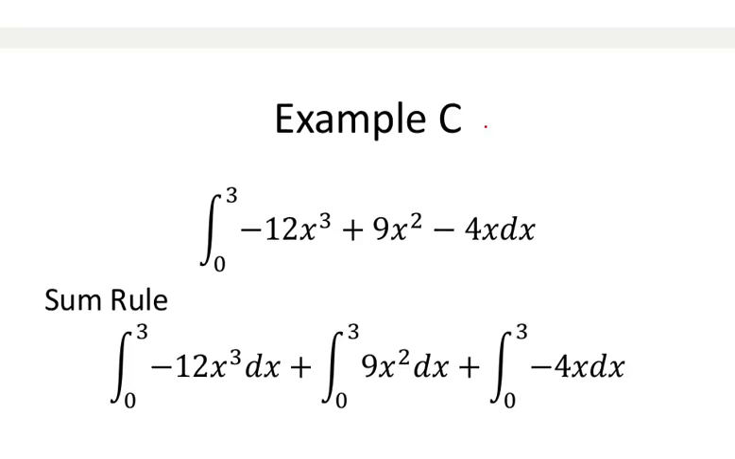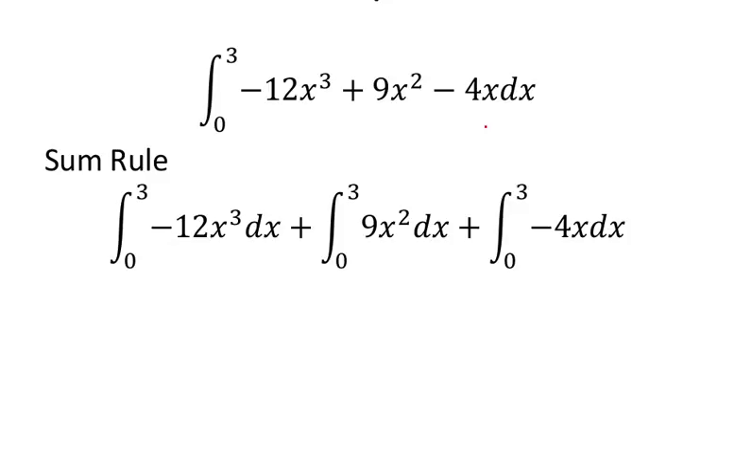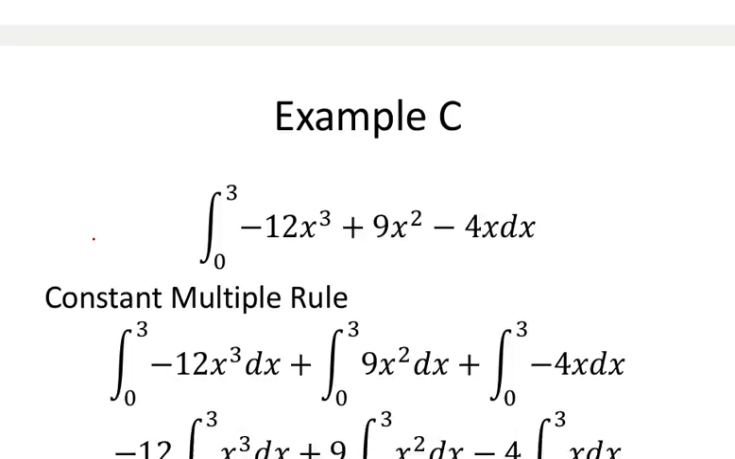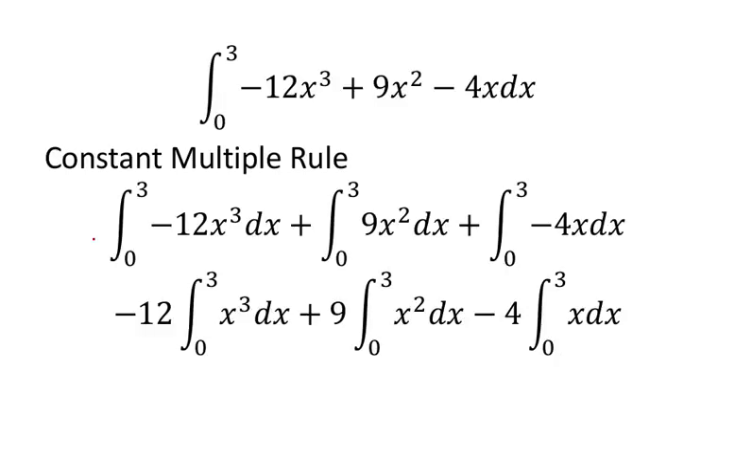Okay, so let's take a look at our solution. First thing we can do is break this up into three simpler integrals. The negative 12x cubed, the 9x squared, and the negative 4x. And you can even take the negative 12 outside, and the negative 4 outside. That's our constant multiple rule, and you end up with a formula that looks like this. So yet even more simplified now. And we have the x cubed integral, an x squared integral, and we just have the x integral.